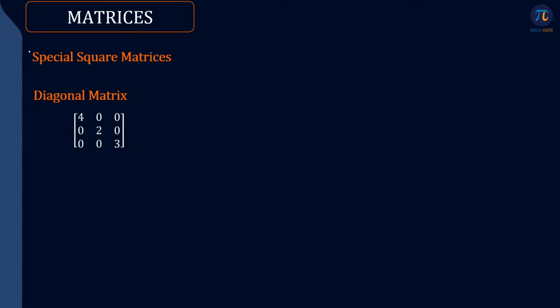Now let us see some very important square matrices. First of all, what do you mean by a square matrix, my dear friends? A square matrix means the number of rows is equal to the number of columns. So it is like n by n. So rows equal to columns. So there are some very important square matrices which we need to consider. The first one is the diagonal matrix. What is a diagonal matrix, my dear friends?